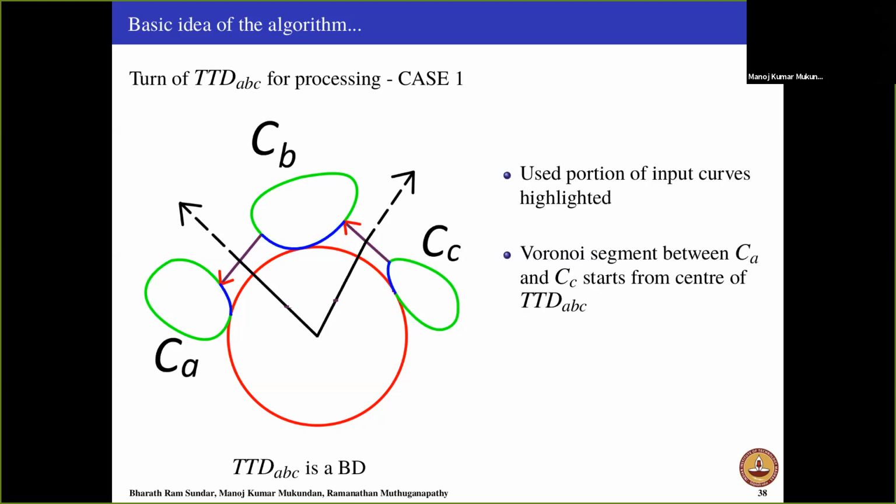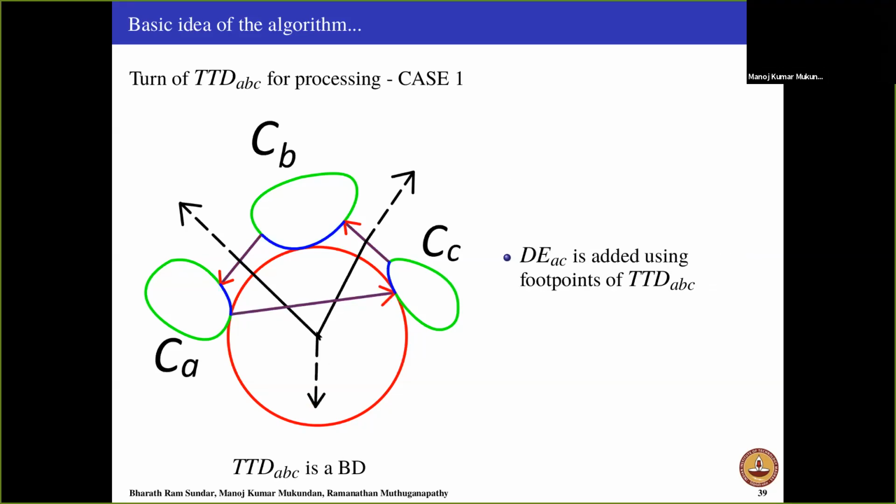It can be seen in the figure that the portion of input curves used for computing one noise segments is highlighted in blue color. One noise segment between CA and CC starts from the center of this TTD ABC. TTD ABC is the disk of Rmin for the one noise segment between CA and CC. To mark this one noise segment, DE AC is added using the footpoint of TTD ABC.